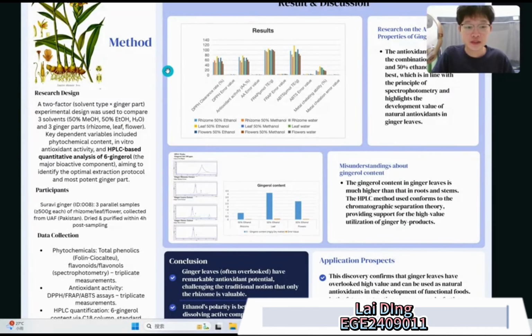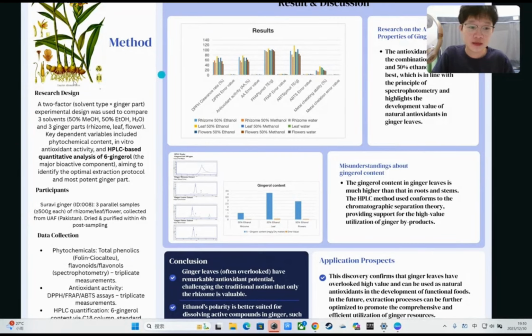Now I will move on to the second part of the poster, which focuses on the research design and methodology of this study. This research used a two-factor experimental design to evaluate the effects of solvent type and ginger plant parts on extraction efficiency. 3 solvents were compared, including 50% methanol, 50% ethanol, and water. And these were applied to 3 ginger parts: rhizome, leaf, and flower.